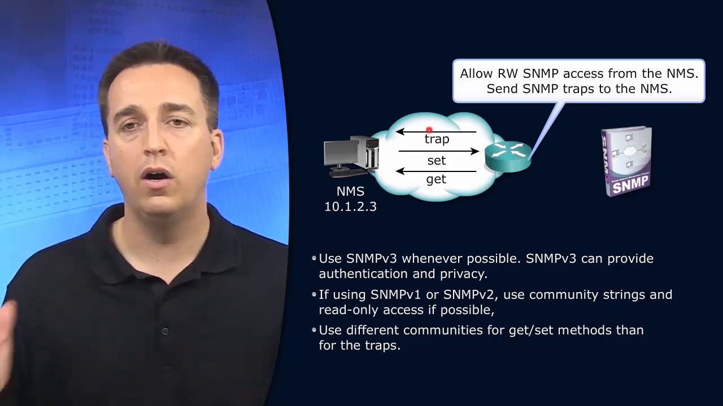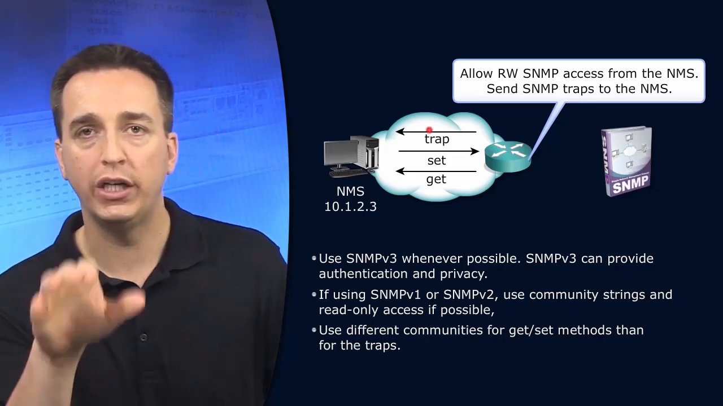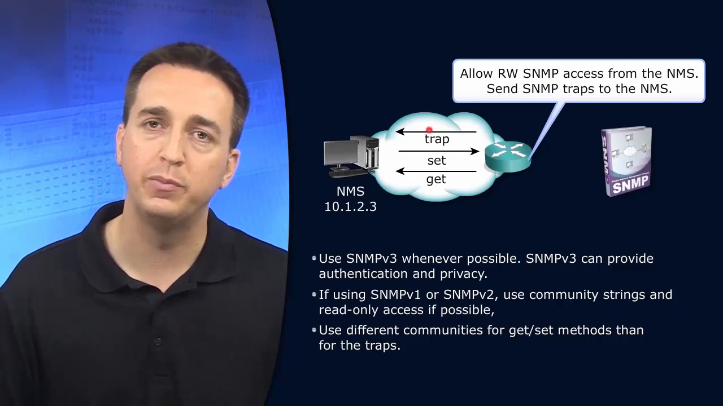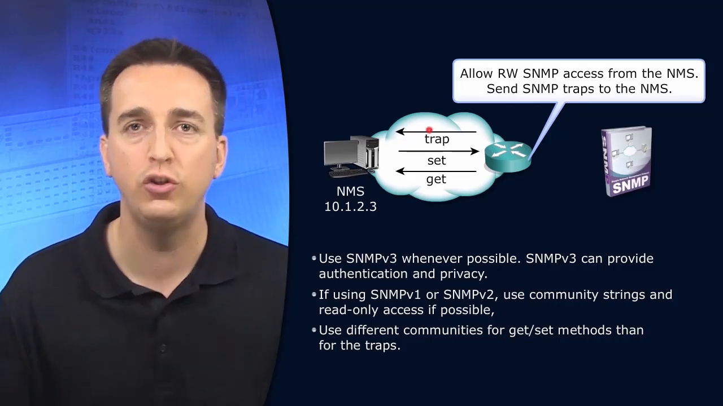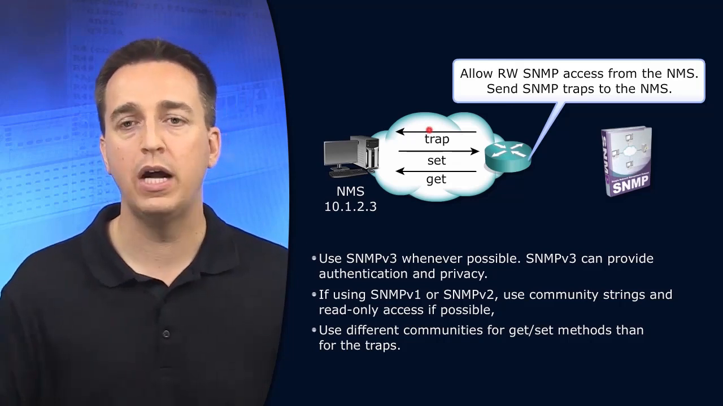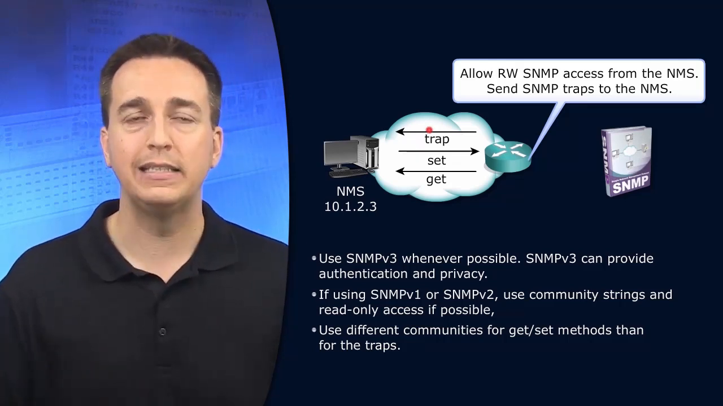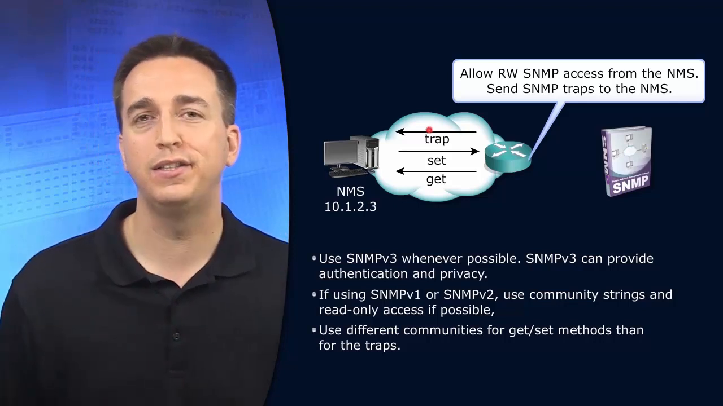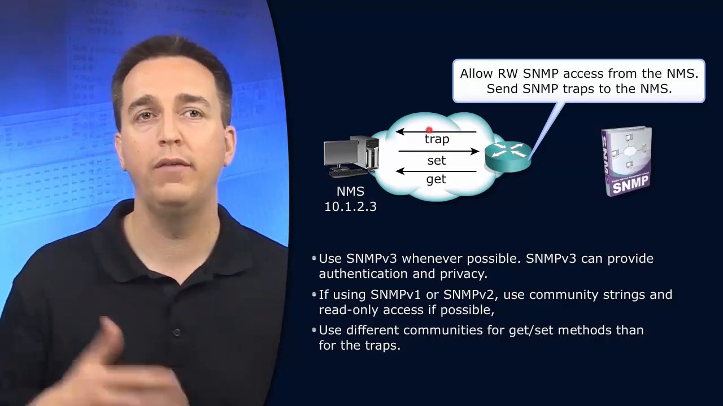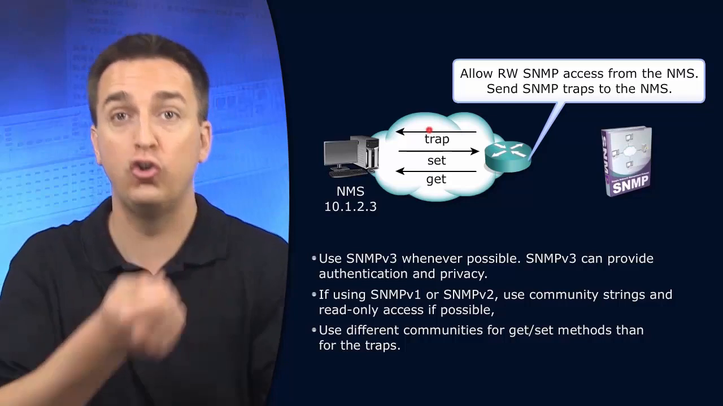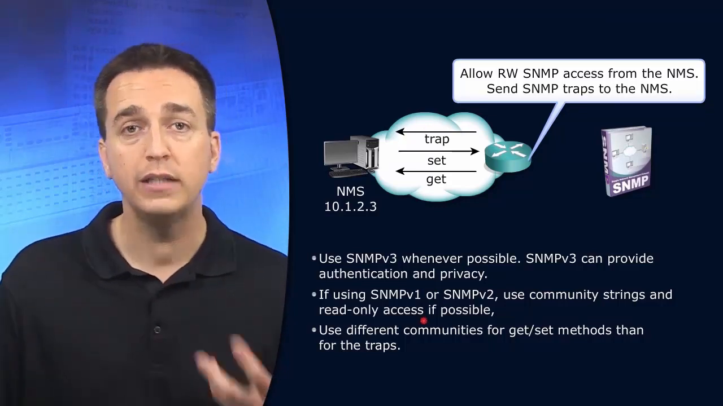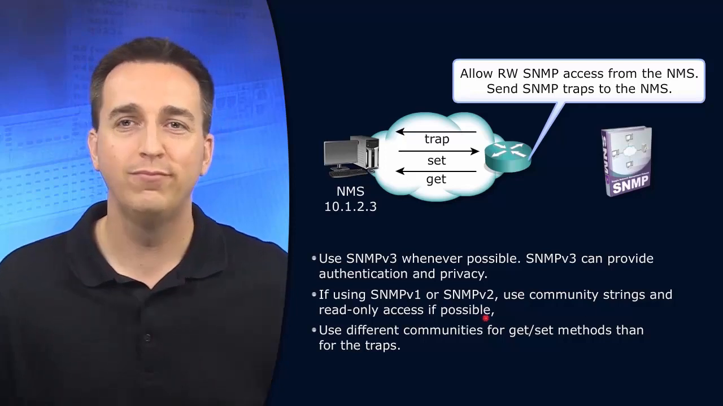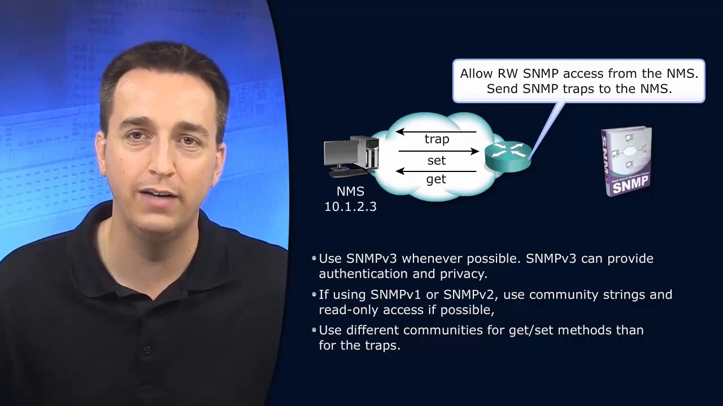Traps are sent, they're pushed from the router to the network management server when a condition happens or an issue arises. At that point in time, the router recognizes that problem and immediately sends it to the network management server. It's not waiting for the network management server to come and get it, to pull it from the router. So it's important to use the different community strings in those cases. Why? Just to give you an added layer of security. That's really all it's about.